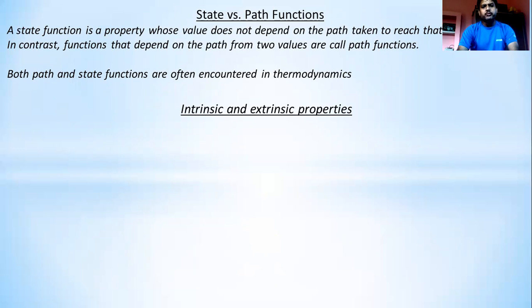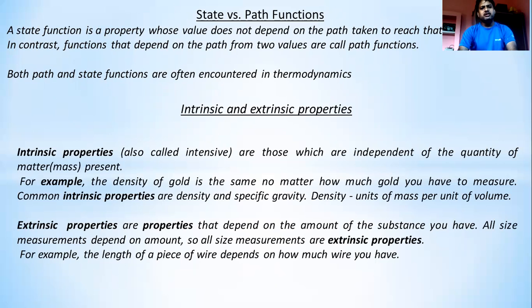Now come to the intrinsic and extrinsic properties of thermodynamics. What are extrinsic properties? Extrinsic properties are those which are dependent on the quantity of mass. If the quantity of mass is more, enthalpy will be more; if the quantity of mass is more, internal energy will be more. That means these properties are dependent upon the mass. So properties which are dependent upon the mass are called extrinsic properties, and properties which are independent of mass are called intrinsic properties.